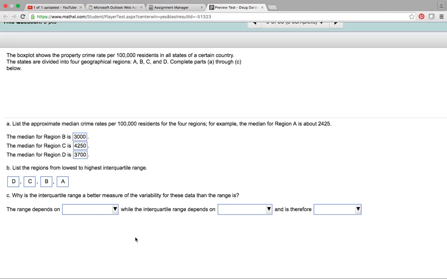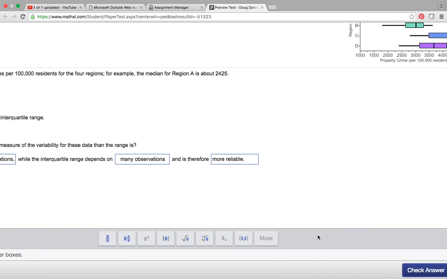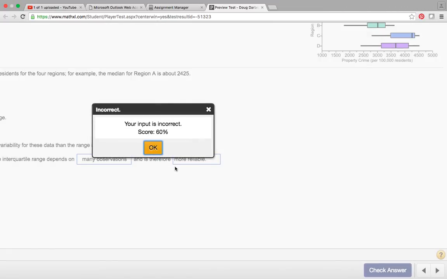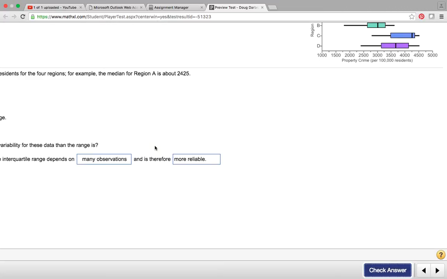What the IQR does is it lessens the effect of outliers. So the range depends on only 2 observations, while the IQR uses many observations, the middle 50%, and is therefore more reliable. All right, so let's hit check answer and see if we got it right. And we didn't. Oh wow, imagine that.